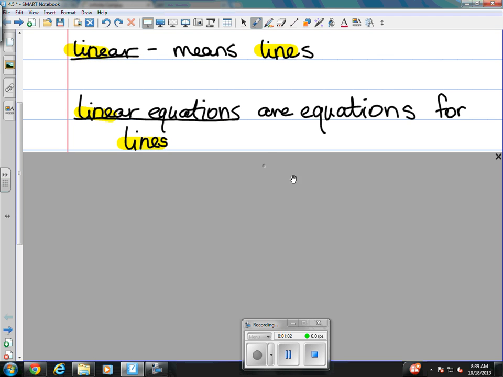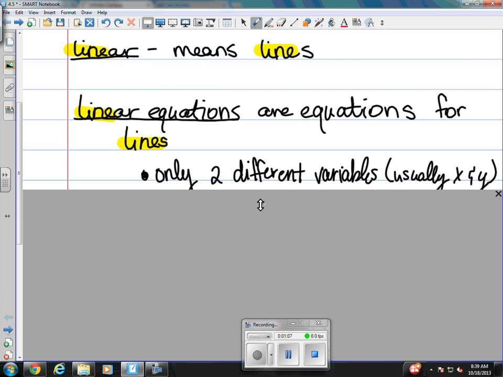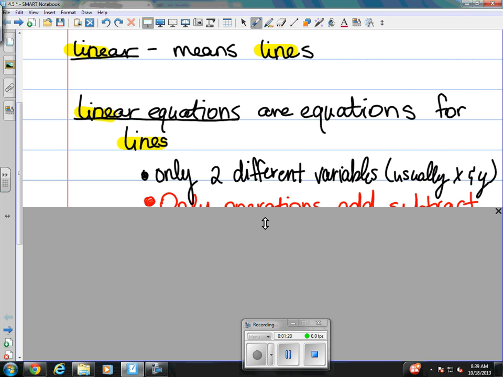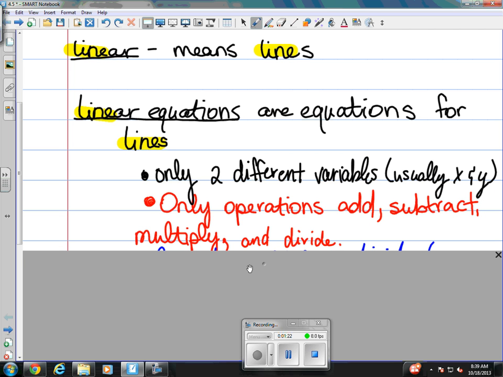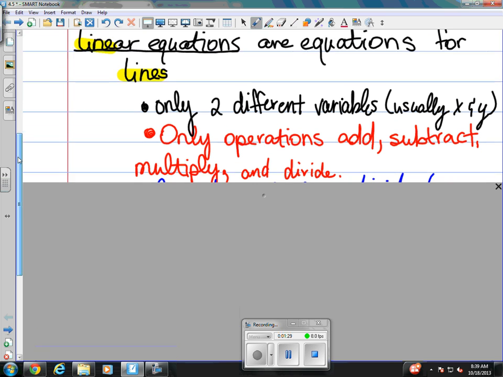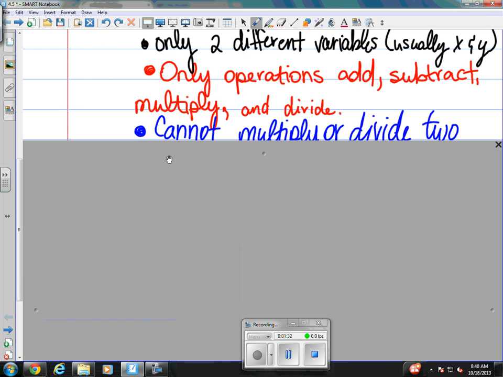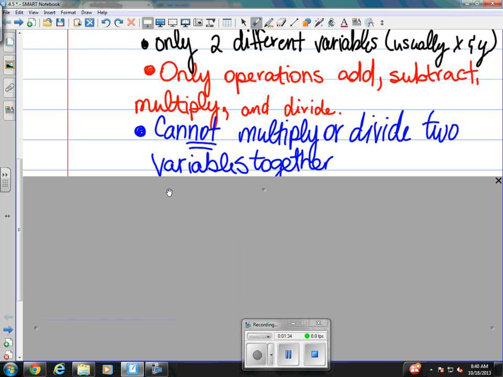So to be a linear equation, it has to follow 6 specific rules. So it can only have 2 different variables, usually x and y. It can be different, but usually for what we'll see, it'll be variables x and y. You can only perform the operations add, subtract, multiply, and divide. Only those 4. You can't have square roots or exponents or anything else. You cannot multiply or divide 2 variables together.